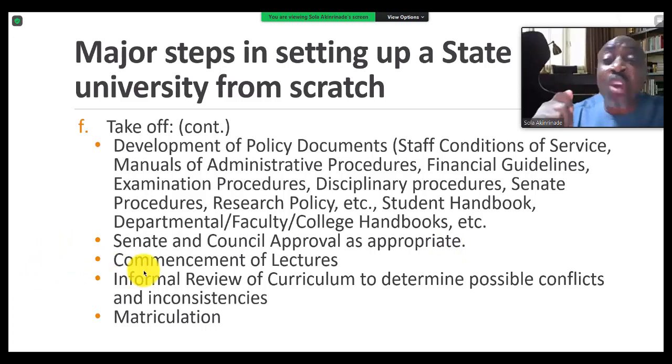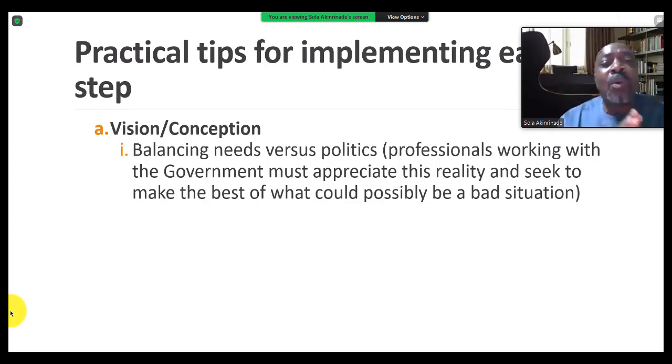Then there's the commencement of lectures when you are set. Then finally, informal review of curriculum to determine possible conflicts and inconsistencies. There are some courses that are taken across departments, like mathematics, could be taken in science, taken in engineering, and they might allocate different units to them. You need to harmonize them after you have started implementation to know which one is in conflict with the other. Then matriculation. Now, what are the practical tips for implementing each step? Number one, vision and conception.